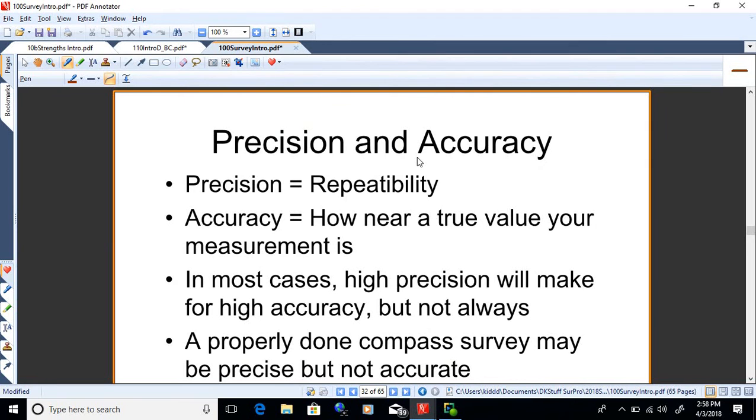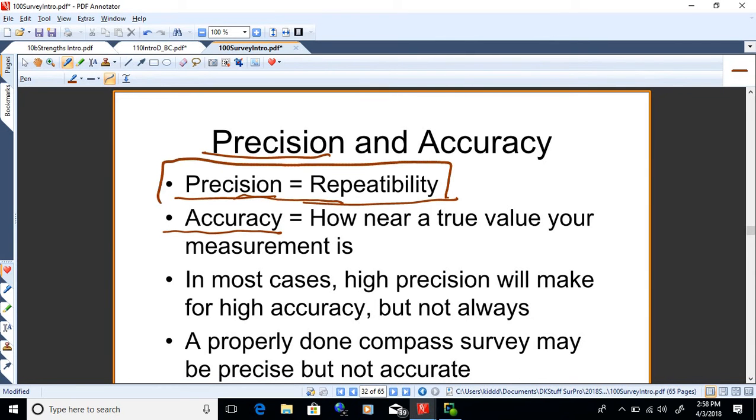Okay, another couple definitions here. Precision and accuracy. Precision is repeatability. It's if you did the same survey twice, you'd get similar results. Precision usually comes with proper technique. You can measure this as you're doing it. Accuracy is how near a true value your measurement is.